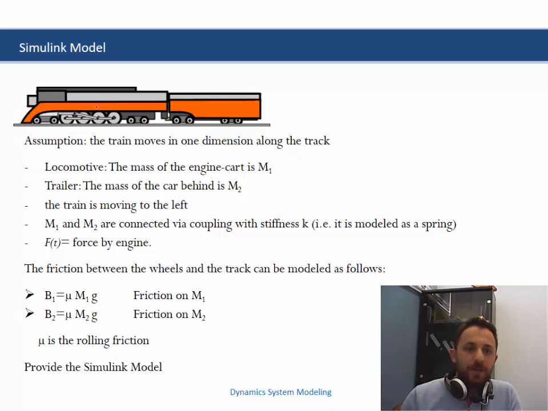The toy train is made up of a locomotive, which is the mass of the engine, M1, and the trailer, which is the mass of the car, attached to the locomotive. Those two masses are coupled together with a stiffness K. Of course the engine is exerting a force F of t, and the train is moving to the left. The friction between the wheels and the track is denoted by mu, which is the rolling friction or rolling resistance.